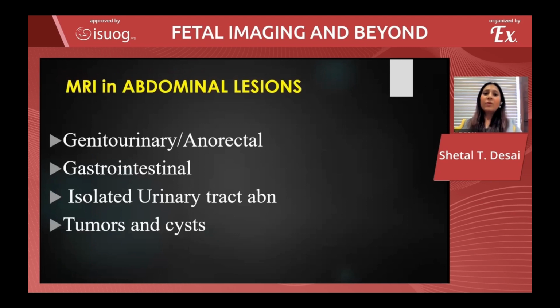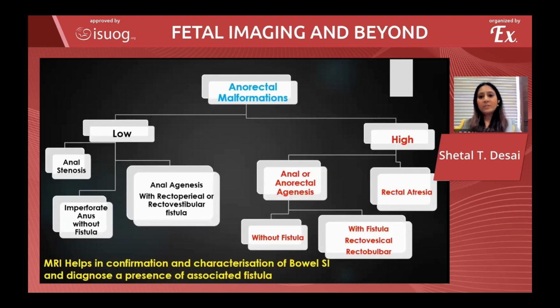Having understood the normal anatomy on MRI, I will now take you to MRI in abdominal lesions, which I have divided into 4 parts. Coming to genitourinary and anorectal, there's a lot of heterogeneity in the terminologies which have been used to describe anorectal and cloacal malformations. So for the ease of understanding and to make it easier for the diagnosis, I have divided them into anorectal malformations and cloacal malformations. So anorectal malformations address the malformations due to anal stenosis, imperforate anus, or anorectal agenesis with or without associated fistulas, and they may be high or low.